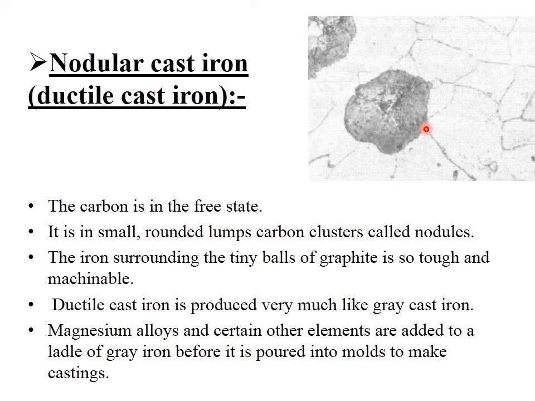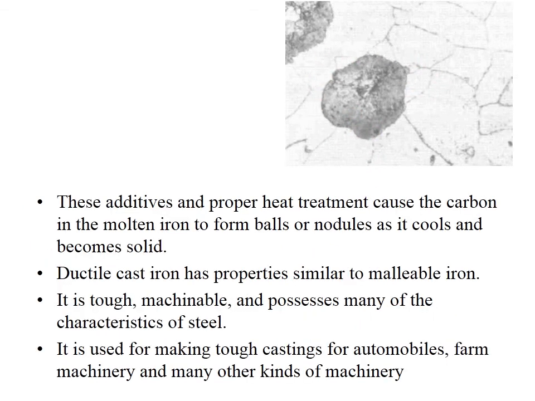While in case of gray cast iron, the carbon was also free in state, but the shape was like graphite flakes that we have already seen. So in gray cast iron, the carbon is in graphite flakes, means thick lines. Here the carbon is in a round shape or nodule shape. Now from a property point of view, this cast iron has similar properties like a malleable cast iron, right?